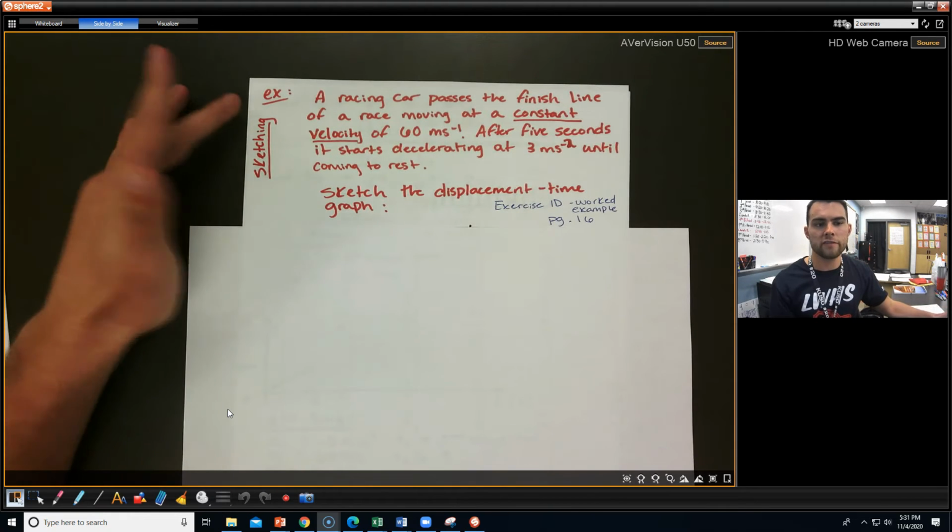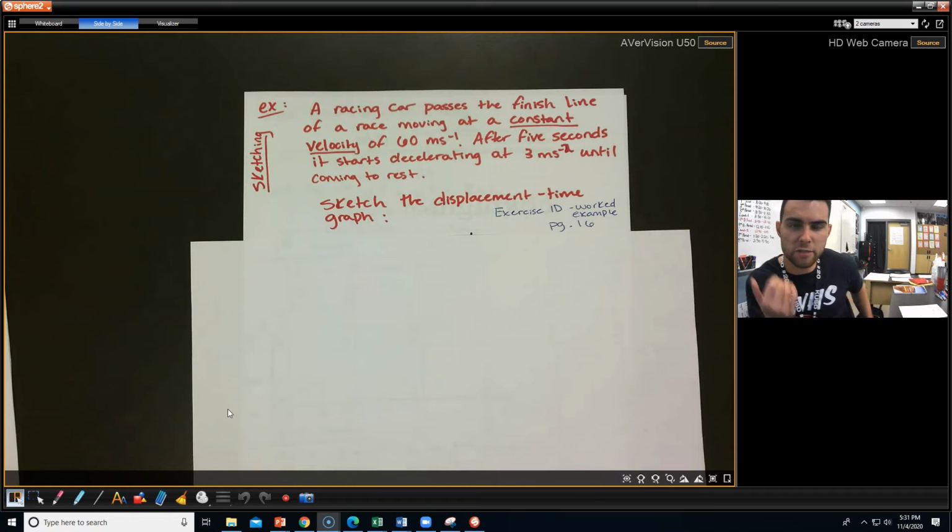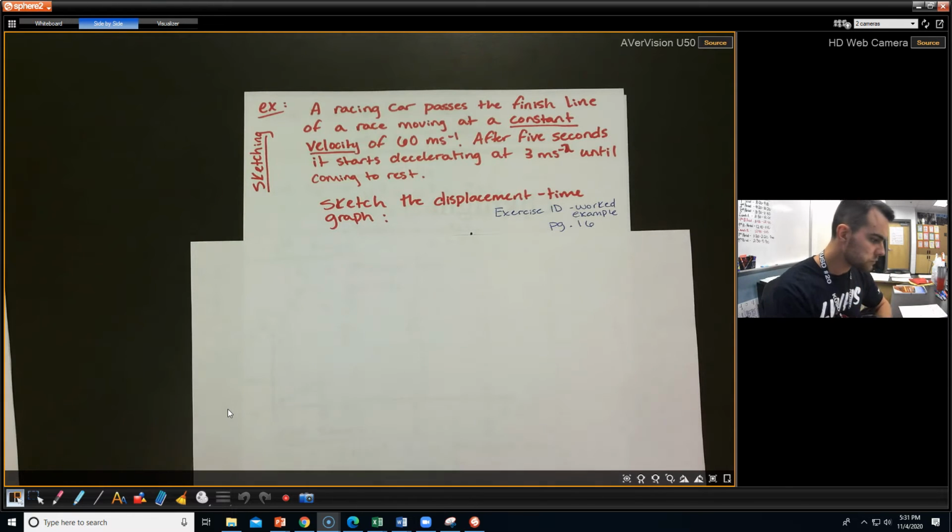So this is an example of sketching this displacement time graph. Let's take a look. A racing car passes the finish line of a race moving at a constant velocity of 60 meters per second. And after 5 seconds, it starts decelerating at 3 meters per second squared until finally coming to rest. We need to sketch the displacement and time graph.